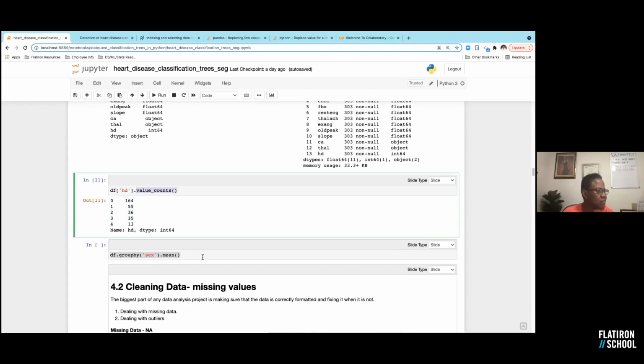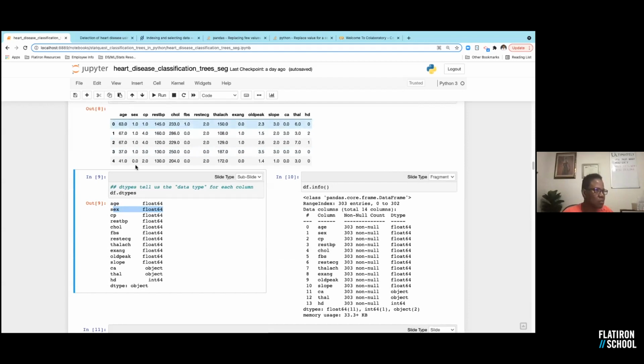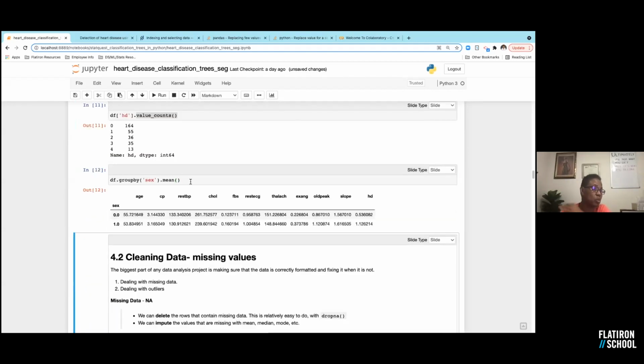So we had the value counts. This is another method that we can apply to our data frame. So we have the data frame here. This is a method, group by, and we can use group by to group the whole data frame by a particular category and get the mean for each of the values. So in this case, we're grouping by sex. And so we know sex was one of the columns in our data set. And if we ran that, we get this here.